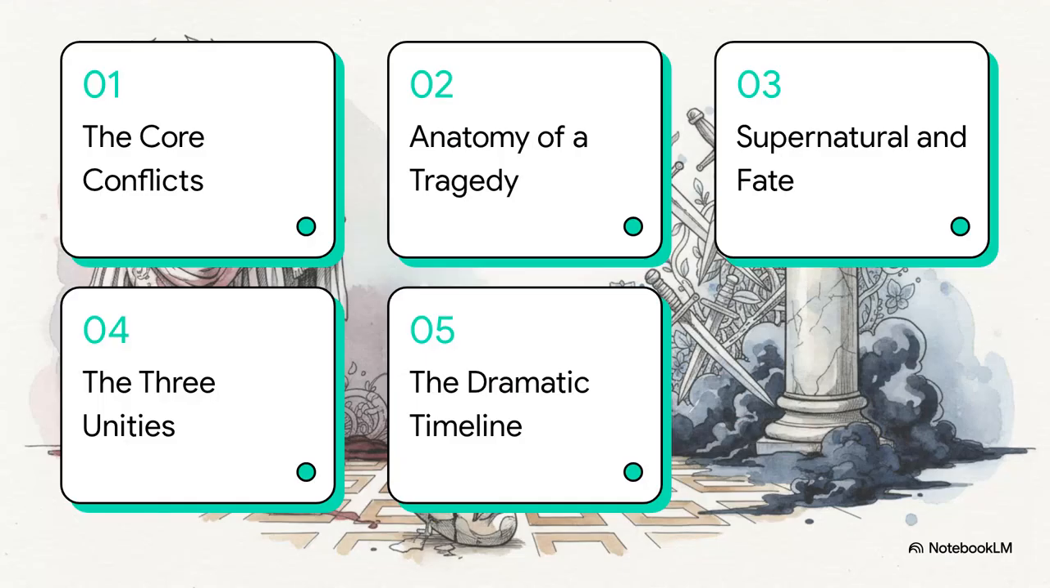Here's our roadmap for today's explainer. We're going to start with the core conflicts, then break down the anatomy of a tragedy. Next up, we'll explore the supernatural and fate, followed by adapting the three unities, and finally, we'll dissect the dramatic timeline. So, let's get right into it.